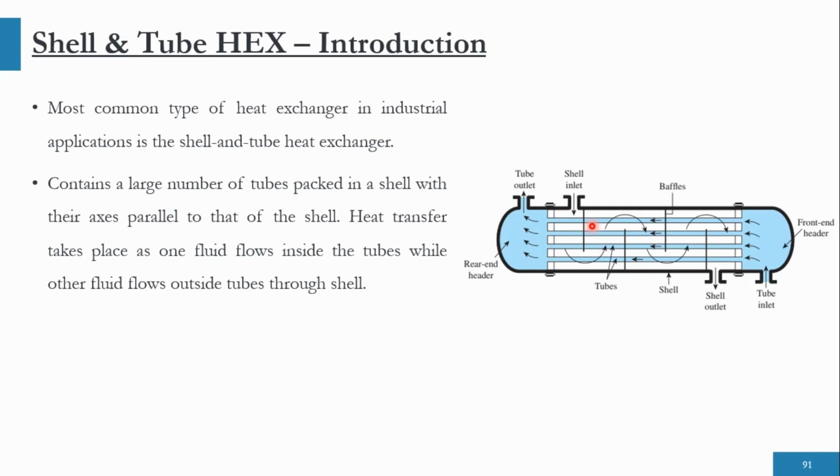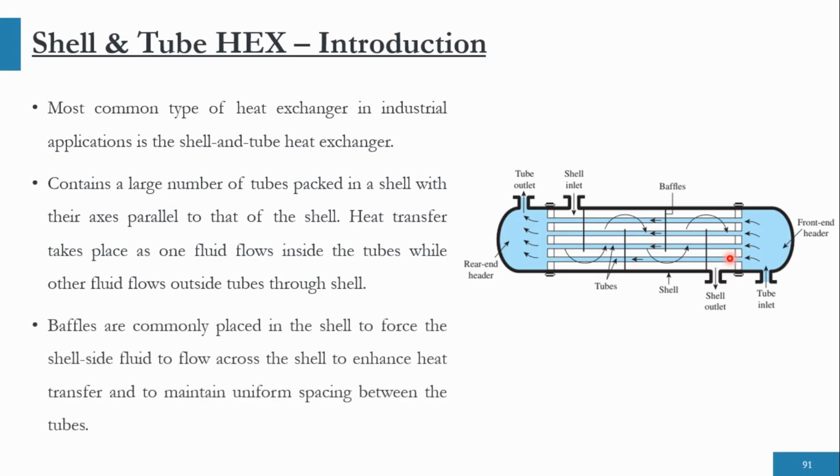Now the heat transfer takes place as one fluid flows inside the tubes, as you can see, while the other fluid flows through the shell side. So one of the fluids should flow through the shell side and the other fluid should flow through the tube side. Based on the flow arrangement, we can say co-current and counter-current arrangements are possible in this heat exchanger. Now these are the baffles which are placed to force the shell side fluid to flow across the shell to enhance heat transfer and to maintain uniform spacing between the tubes.